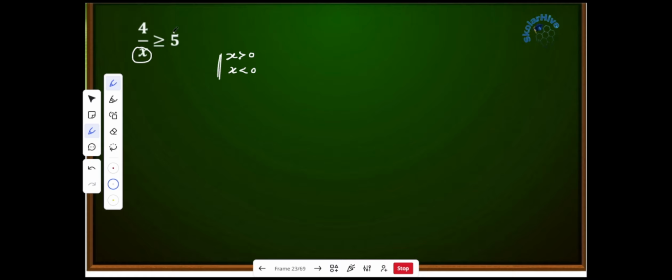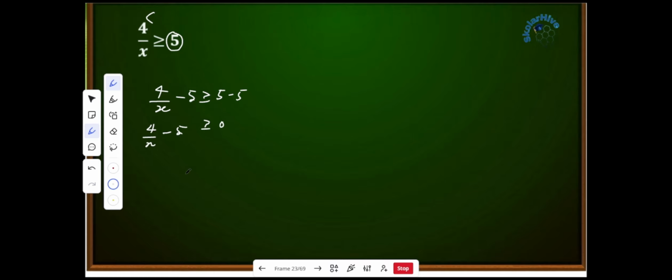We just have to bring whatever expression is on the other side of the inequality to one side and make one side 0. So here, we are given 4 by x greater than or equal to 5, so we can write it as 4 by x. To eliminate 5 from here, subtract 5 from both sides. So on the right we are left with 0. Here 4 divided by x minus 5. Now just simplify this. (4 minus 5x) by x is greater than or equal to 0.